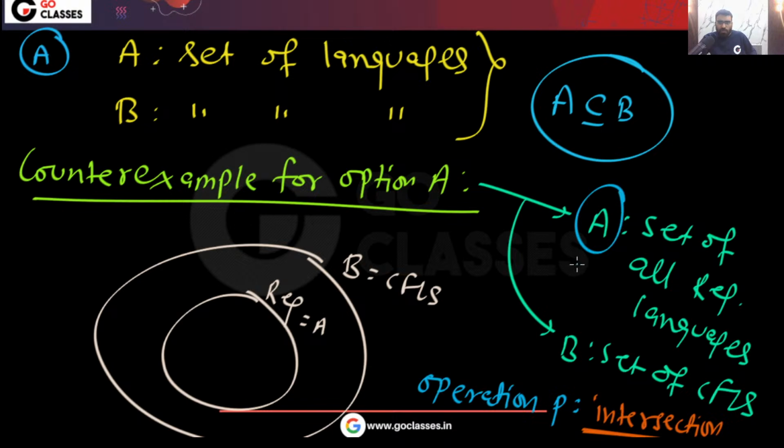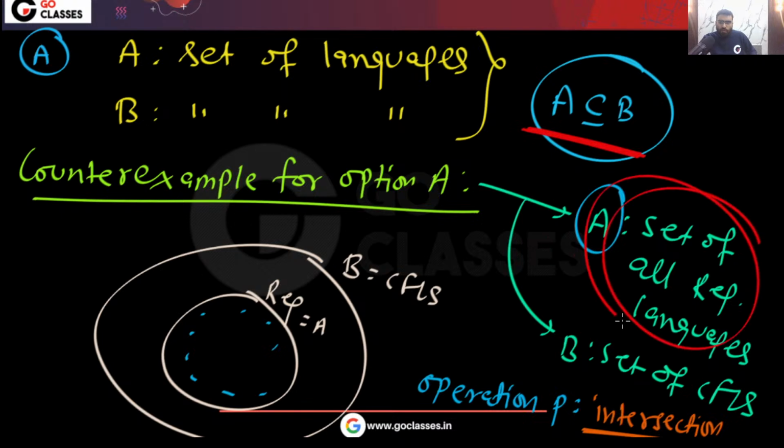Take A equal to the set of all regular languages. B is the set of all CFLs. Every regular language is a CFL, so you can see A is a subset of B. The set of all regular languages is a subset of the set of all CFLs, which you already know.